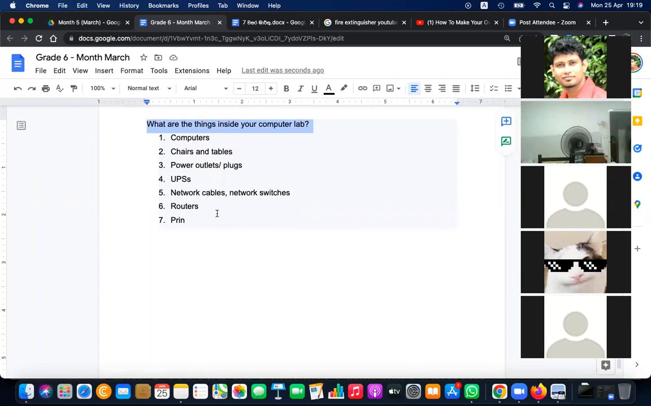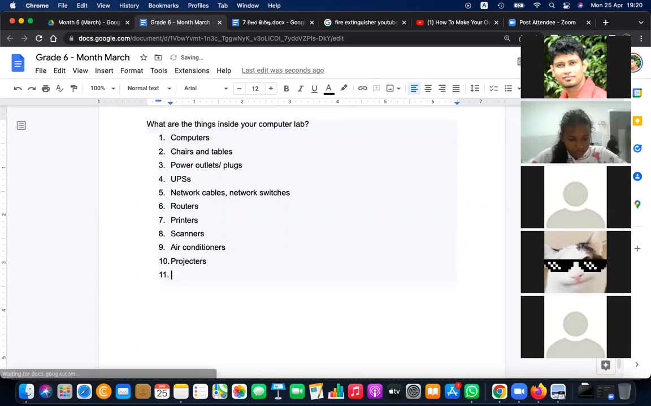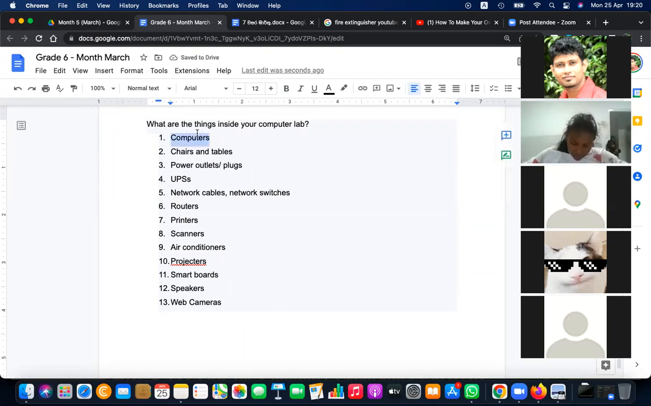Okay, computers, chairs, tables, power outlets or plugs, UPS, network cables, network switches, routers, printers, scanners. What else? Air conditioners, projectors, smart boards, speakers. Printers were already mentioned. Keyboard, yes, obviously computers including the basic equipment like keyboard, mouse, etc. Power wires. Okay, these are the things inside your computer lab.